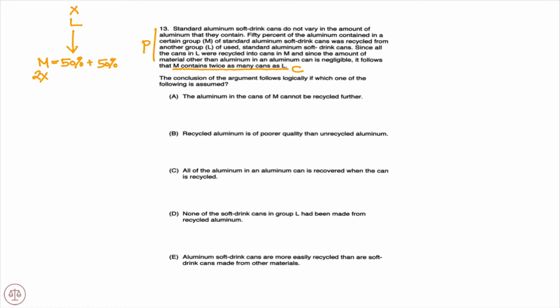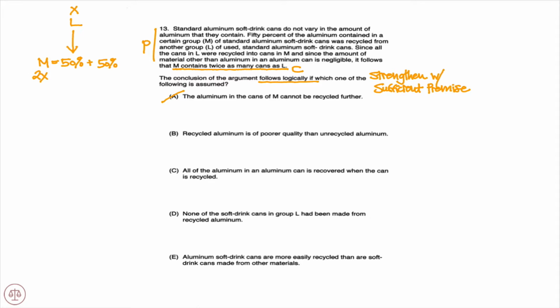And the question stem points that out by saying the conclusion of the argument follows logically if which of the following is assumed. Again, follows logically means we have a strengthen-with-sufficient-premise question stem. So we are trying to guarantee the conclusion that M contains twice as many cans as L, based on the premise that 50% of M came from recycling the cans in L. So let's take a look at A. The aluminum in the cans of M cannot be recycled any further. That is completely irrelevant, doesn't even strengthen this argument. So A is out.